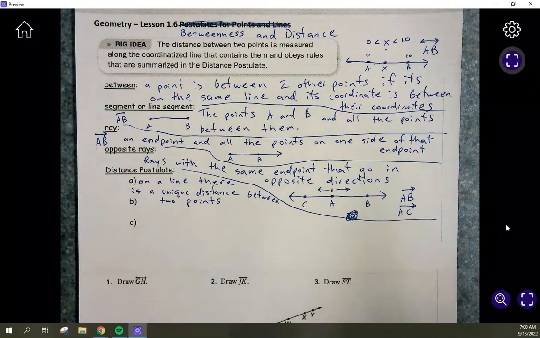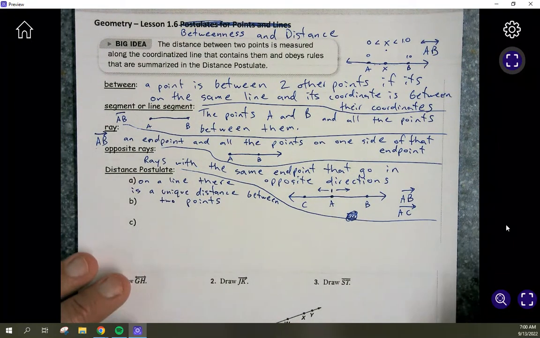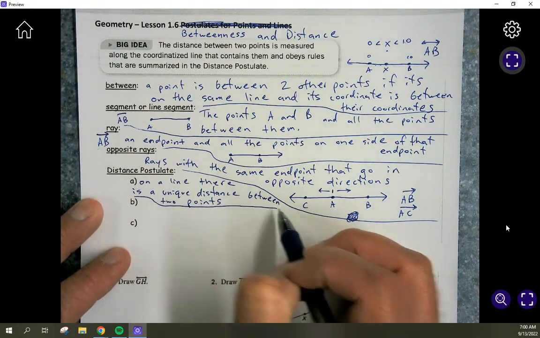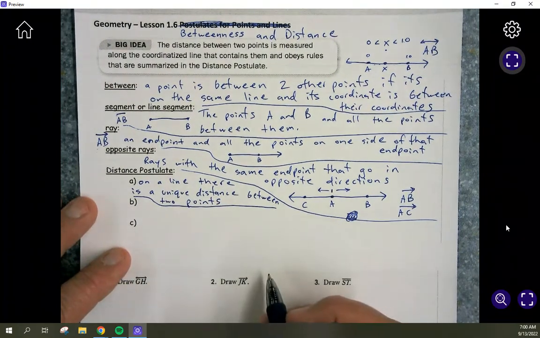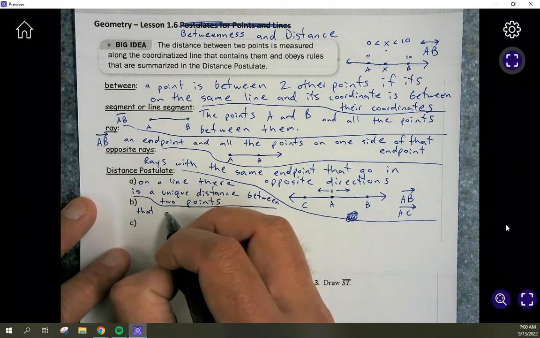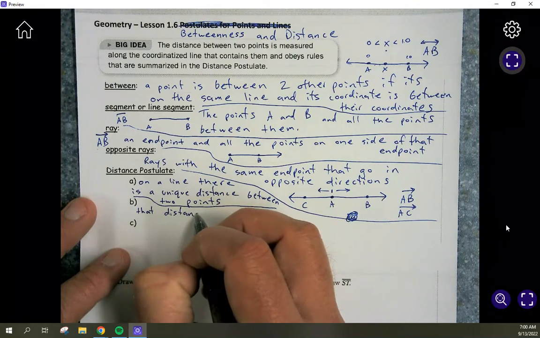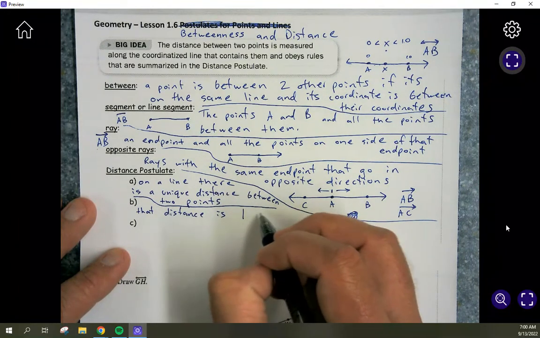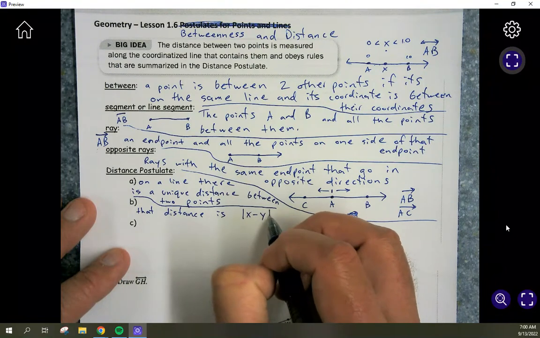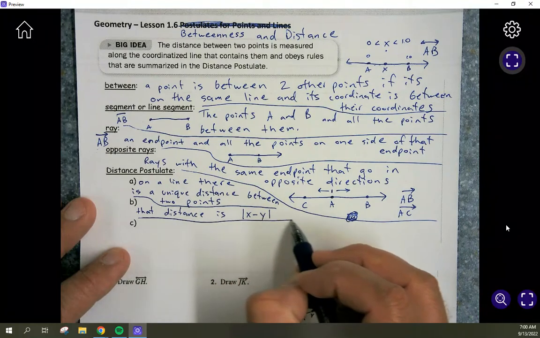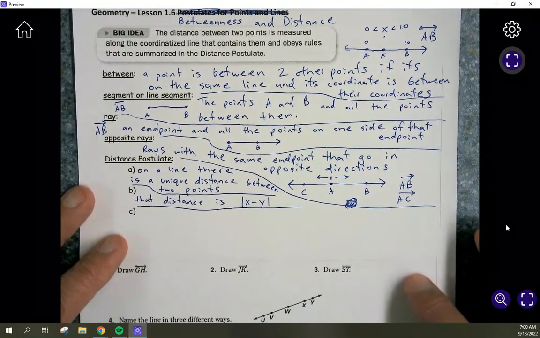So if you're on a line and there's 2 points, there's a unique distance. There's a distance between those 2 points. It can be measured. That's what it says. That's the assumption. We can measure the distance between 2 points if they're on a line. That distance, part B, can be measured using our distance formula. Subtract the 2 points, take the absolute value. Give a positive number for a distance.